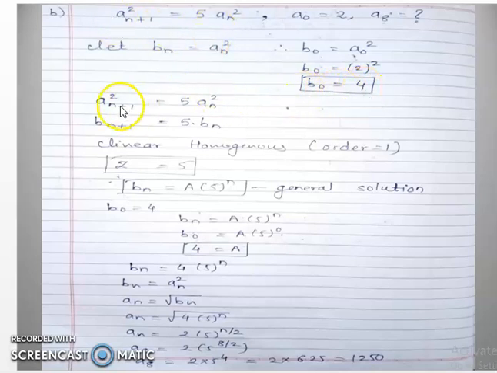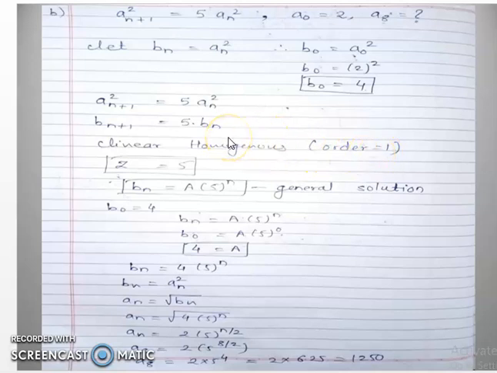Similarly, the given question is a_{n+1}^2 = 5 a_n^2. We can write a_n^2 as b_n. Therefore b_{n+1} = 5 b_n, writing a_n^2 as b_n using this formula. Then we can write the given equation as b_{n+1} - 5 b_n = 0. The function value of this equation is equal to 0, which means this equation is a linear homogeneous type recurrence relation equation of order 1.